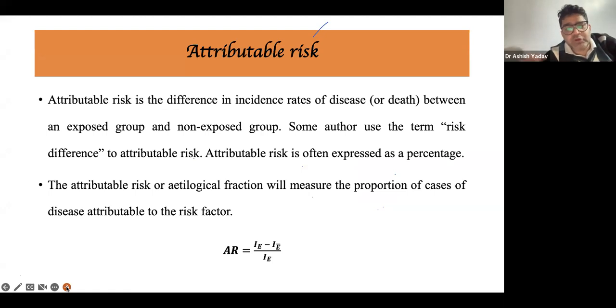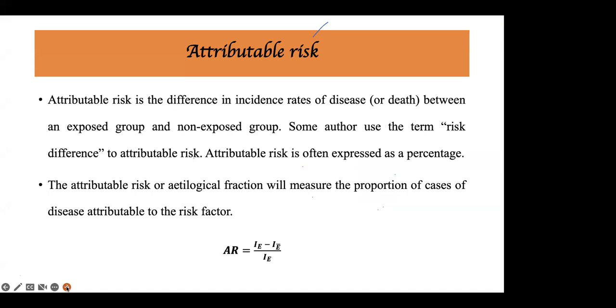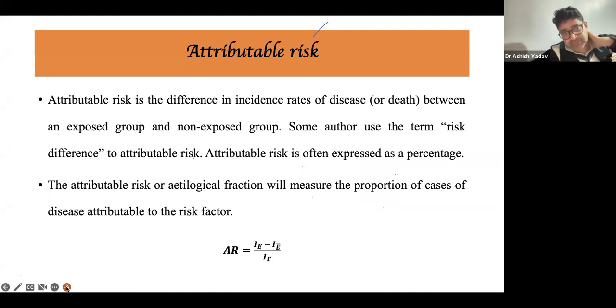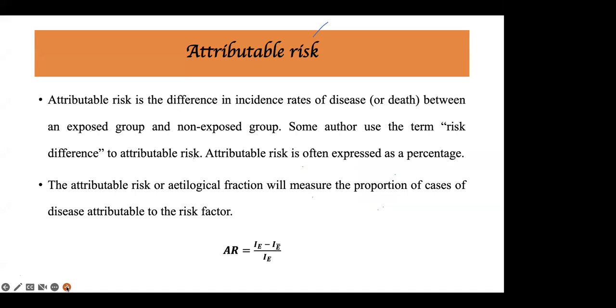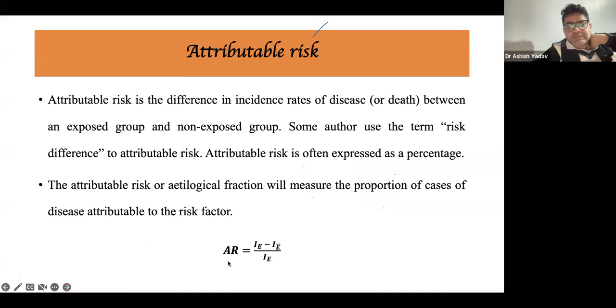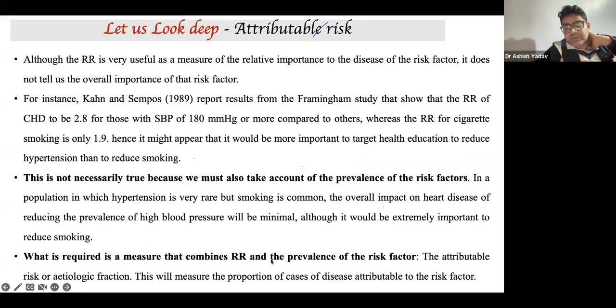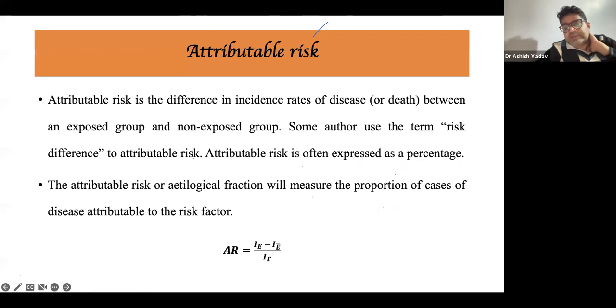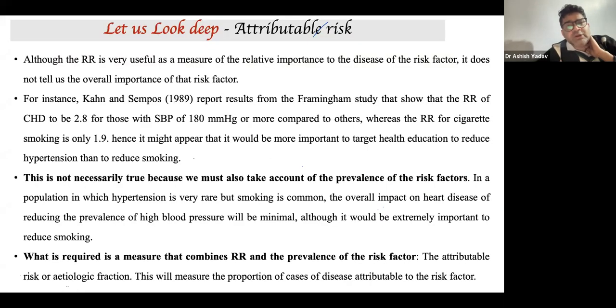Attributable risk is a difference in the incidence rate of disease between an exposed group and a non-exposed group. Some authors use the term risk difference for attributable risk. Attributable risk is often expressed as a percentage. It is the incidence in exposed minus the incidence in non-exposed, divided by the incidence in exposed.